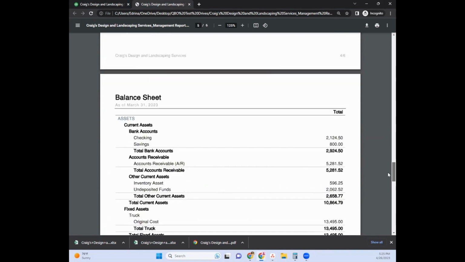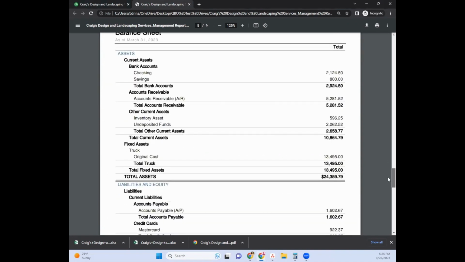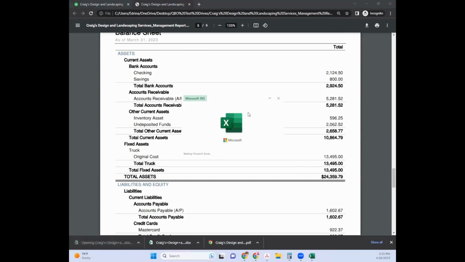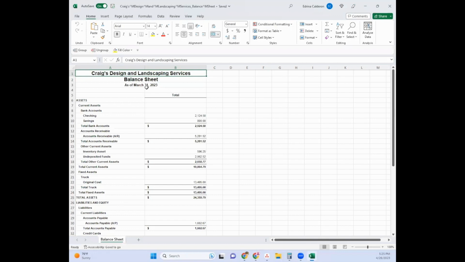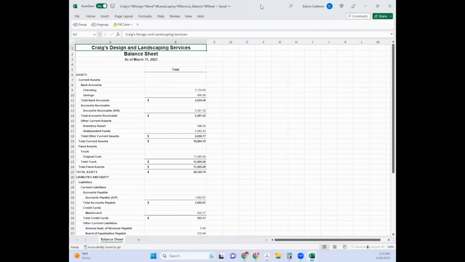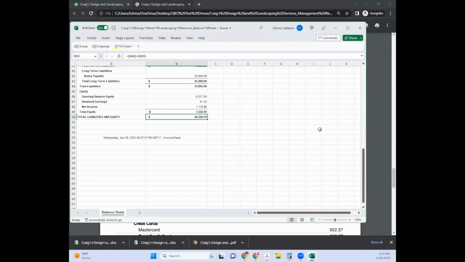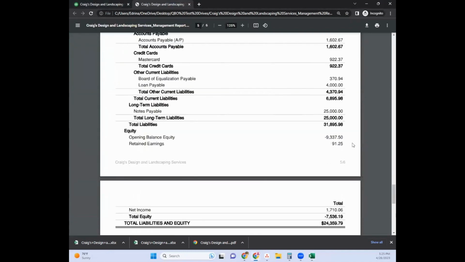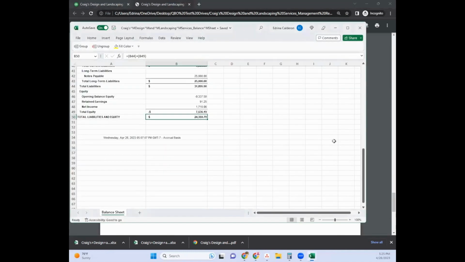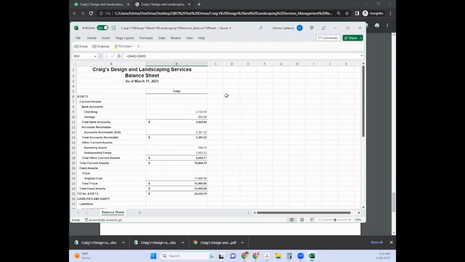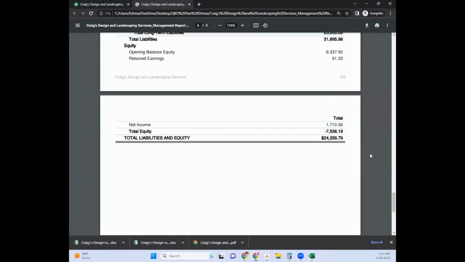The next report you see here is the balance sheet. Now, I did download it as an Excel file as well. So I wanted to give you the opportunity to see what that looks like when it is downloaded into Excel, but it's basically the same information. If we were just to look at the total liabilities and equities, it's 24,359.79. So this is the same information. It's just one is in Excel and the other one is in a PDF format.